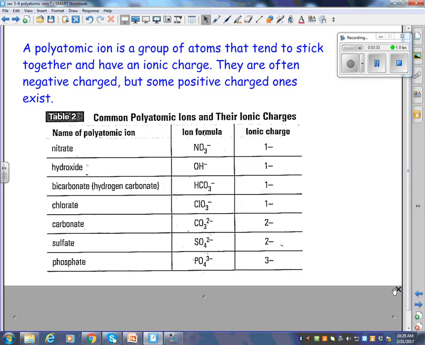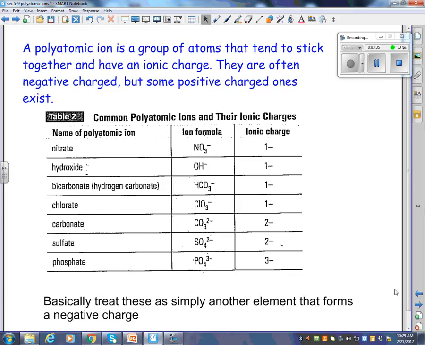Okay, so once they sort of do this, all the other rules are the same. So basically, you're going to treat these as another element that forms a negative charge. So it's really just more stuff to add over here on the right-hand side. But they are gangs, groups of elements, and they're called polyatomic ions.